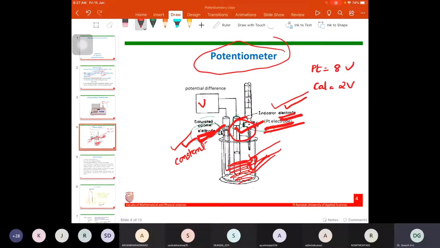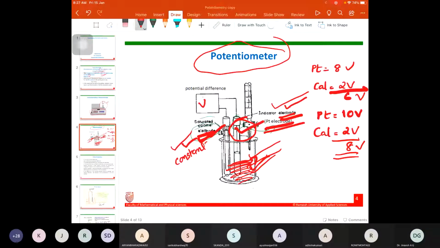Now, I'm changing the concentration of the solution. Now, platinum electrode shows potential 10 volt. Calomel electrode is not changing, that is 2 volt. Their difference, whether it changed now, the difference? Yes, sir. That means if you change the concentration of the solution, potential difference also changes. Am I right? So by measuring the potential difference, we will get information about concentration.